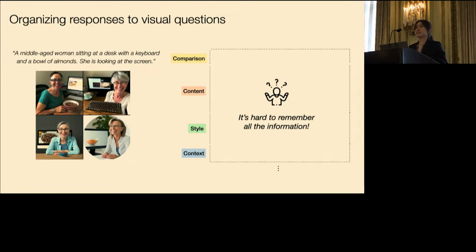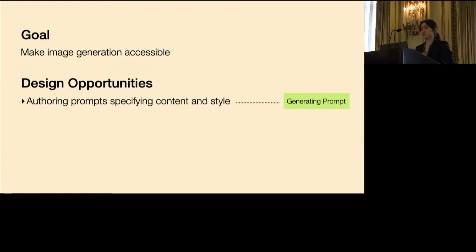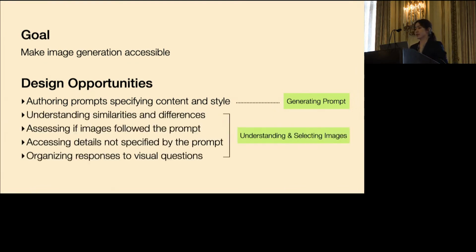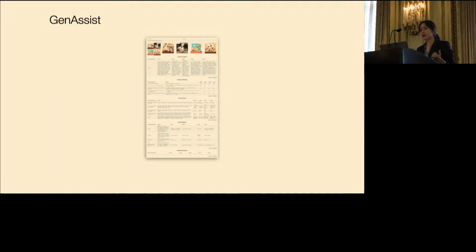While participants asked many questions about the images, it was difficult to remember and access all the information, especially with multiple images. To make image generation accessible, we need support in generating prompts, understanding and selecting images. We developed GenAssist, a system for accessible text-to-image generation.